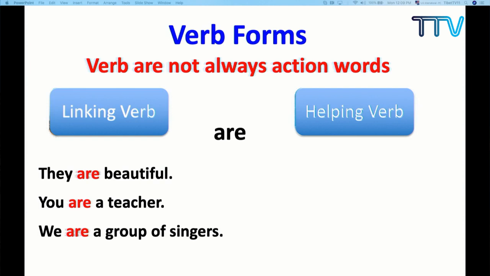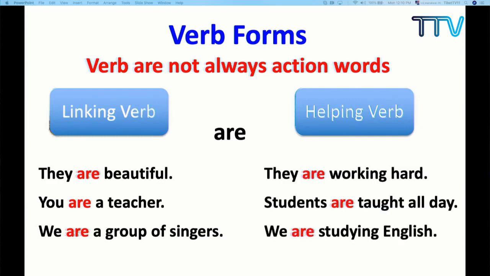If you look at it, they are beautiful, you don't see any verb. You see an adjective. You are a teacher. Teacher is a noun, you see are, so there is no verb, this is a linking verb. We are a group of singers. Here are is a linking verb because we don't see any verb here. So are is used as a linking verb. That's why I put it all on the left side.